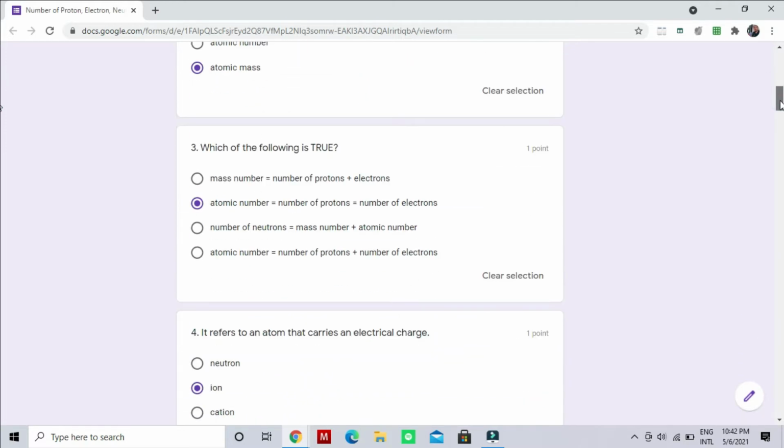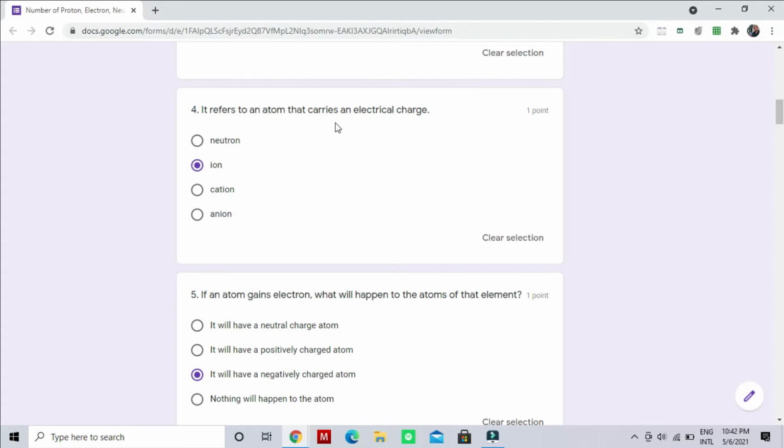Question number 3. Which of the following is true? The correct answer is atomic number is equal to number of protons is equal to number of electrons. Question number 4. It refers to an atom that carries an electrical charge. The correct answer is ion.